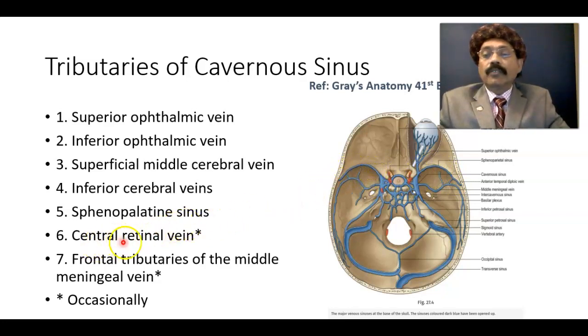Then the central retinal vein may open into the cavernous sinus or it may open into the superior ophthalmic vein. The frontal tributaries of the middle meningeal vein may or may not be directly connected to the cavernous sinus, but these are always tributaries of the cavernous sinus: the superior ophthalmic vein, inferior ophthalmic vein, superficial middle cerebral vein, inferior cerebral vein, and the sphenoparietal sinus. We got that.